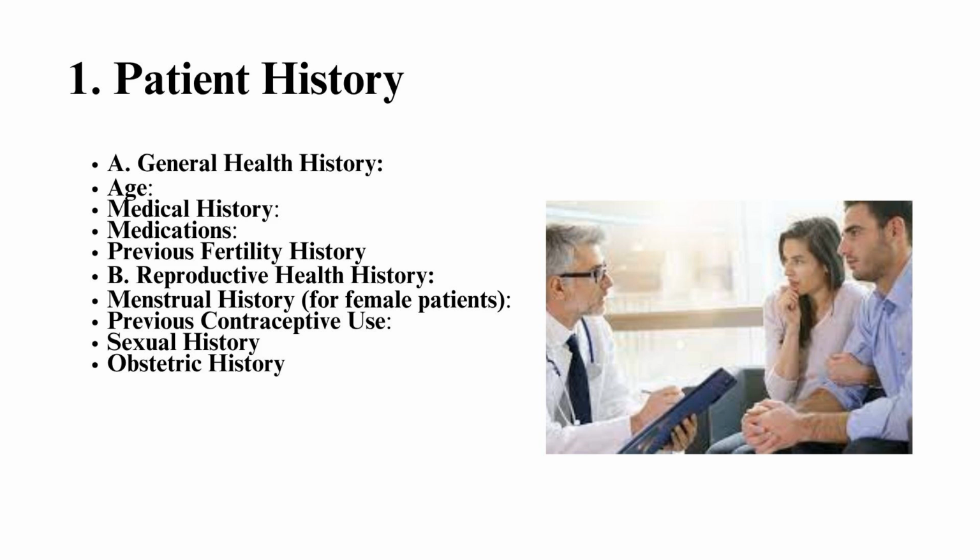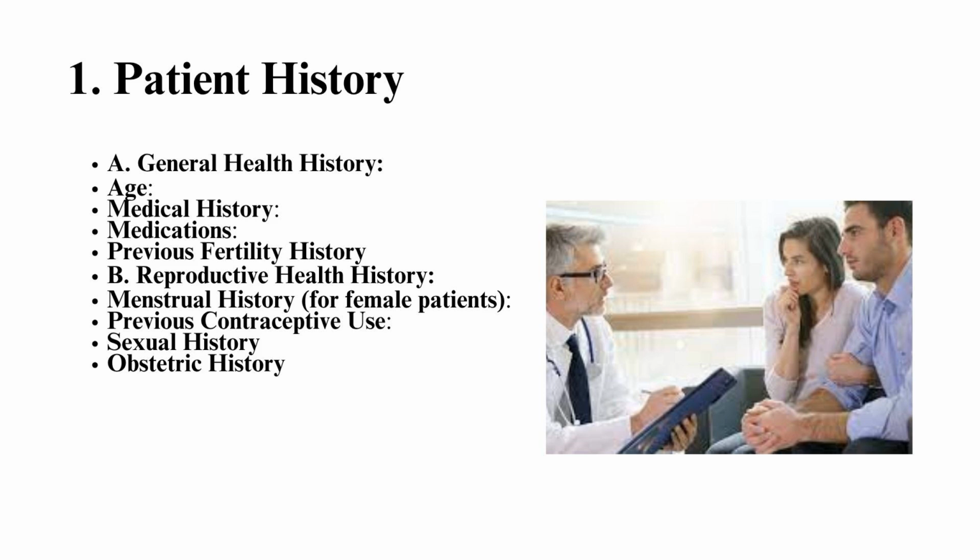B. Reproductive health history. Menstrual history for female patients: a detailed menstrual history is essential, including age of menarche, regularity of cycles, and any history of irregular periods, heavy bleeding, or painful menstruation, dysmenorrhea. Previous contraceptive use: the history of contraceptive use can affect a couple's fertility. It is important to know how long they have been off contraception, as some methods, e.g., Depo-Provera, may take time to reverse their effects.